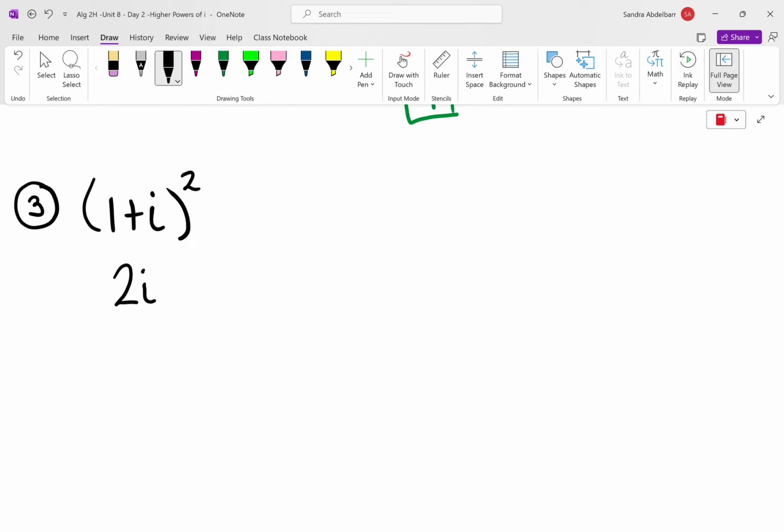So, should we have all gotten 2i? I want you to remember this, that (1 + i)^2 is 2i. Why do I want you to remember this? It will make some problems easier. Let me show you.